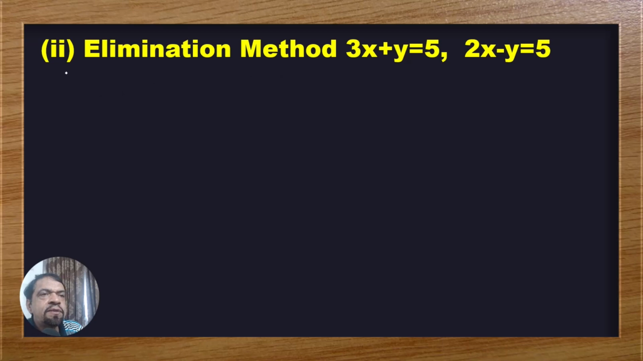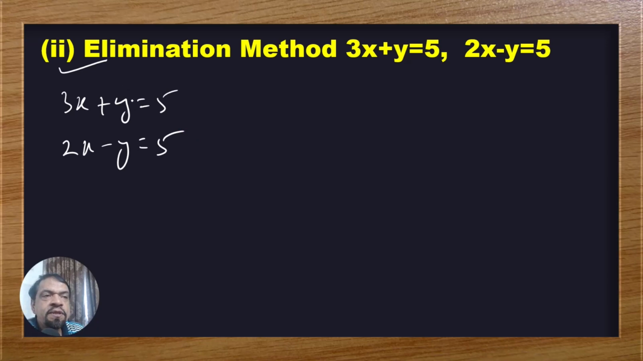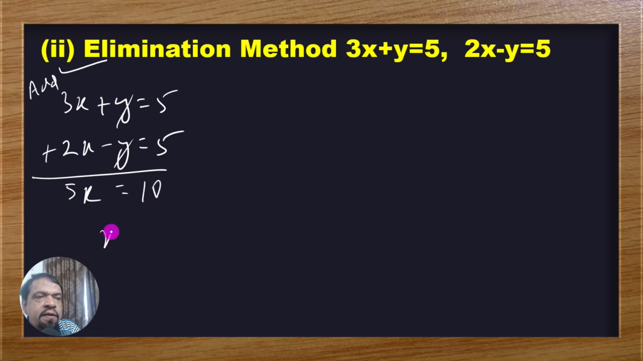Now the same equations we will solve by the elimination method. In the elimination method we will equate these coefficients, either of x or y. See, in this pair, coincidentally the coefficients of y are equal, 1. It is plus or minus, but it is 1. So we will add these equations. By adding these equations, 3x plus 2x is 5x, and by adding, y cancels, is equal to 5 plus 5, 10. So x is equal to 2. This is one of the easiest methods.